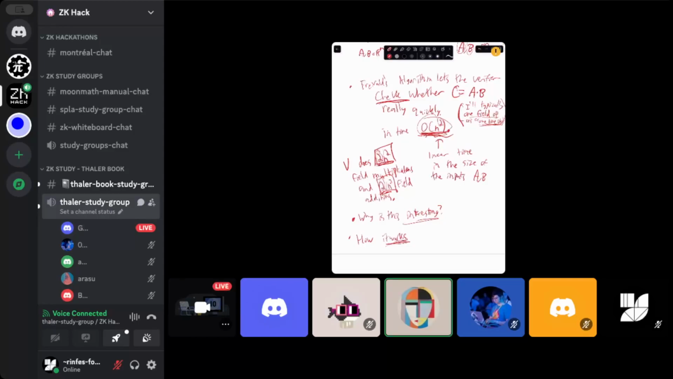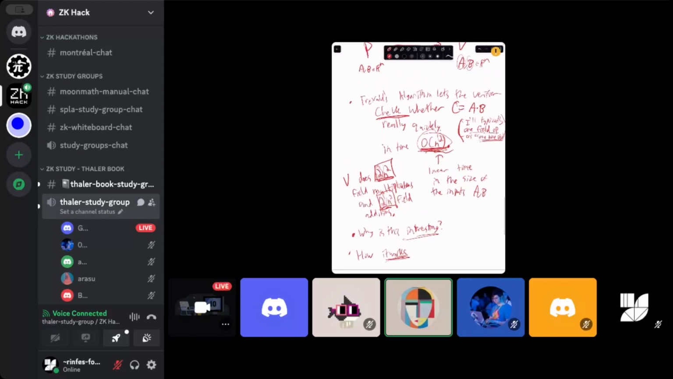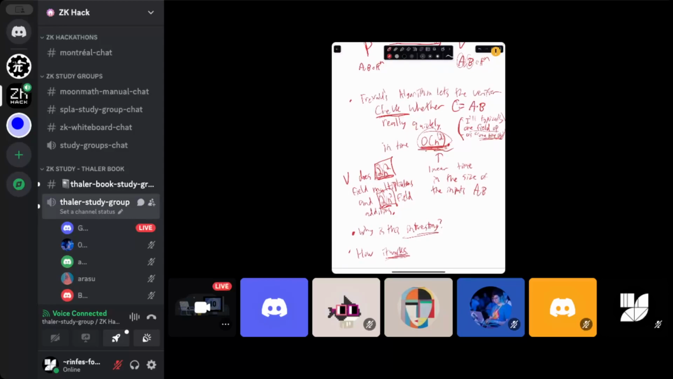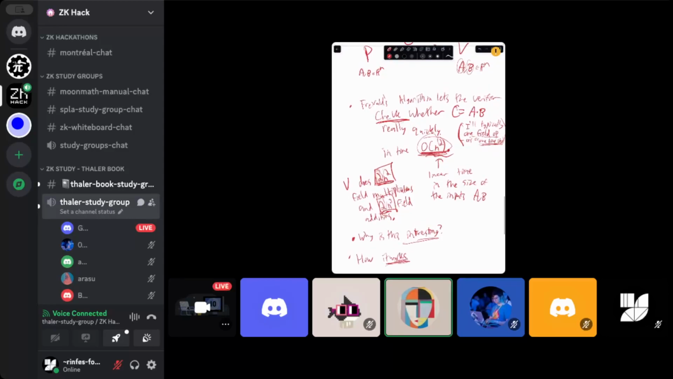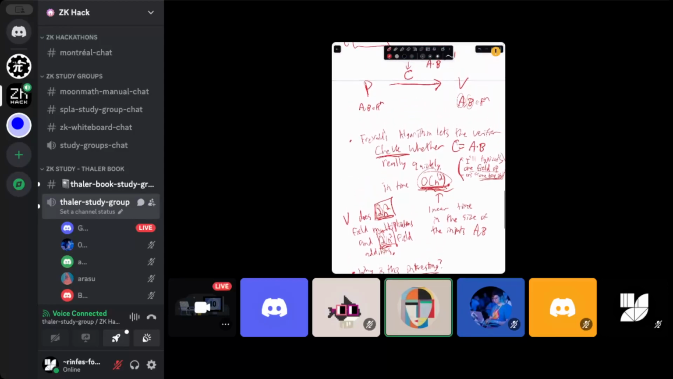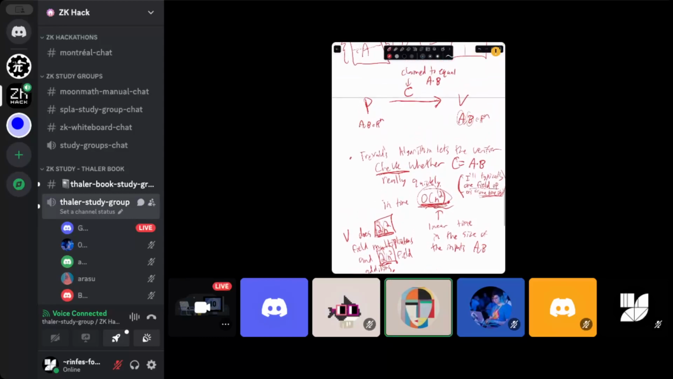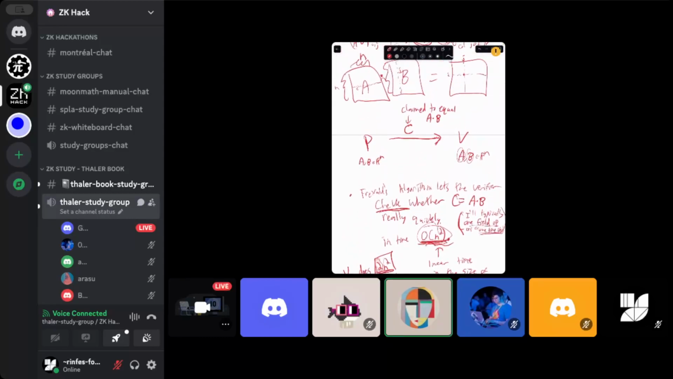What is the prover's cost, roughly? What does it spend in complexity terms to get this matrix multiplication result?